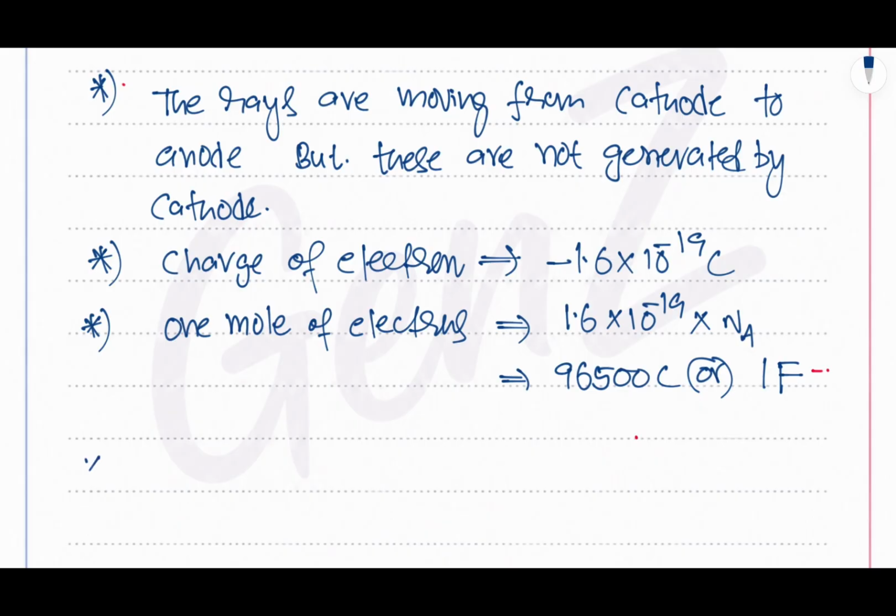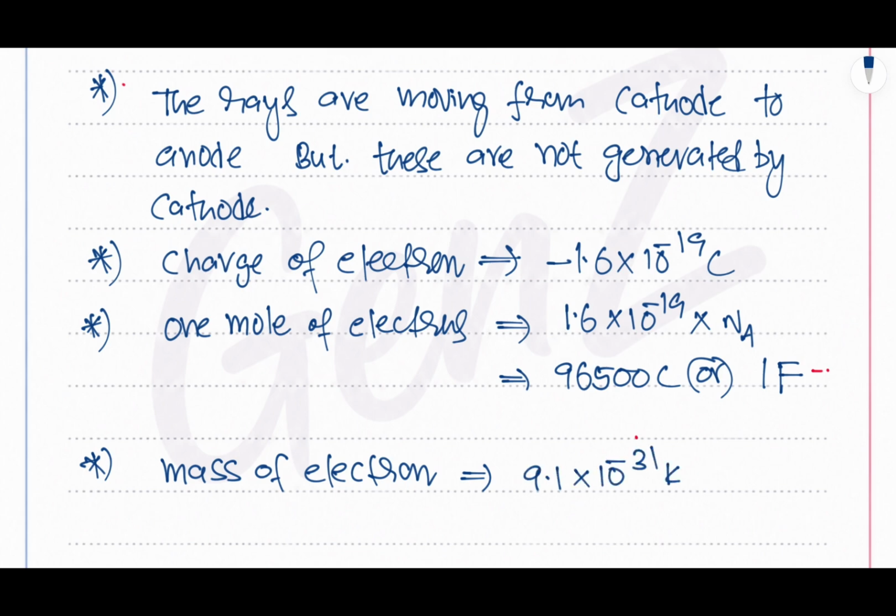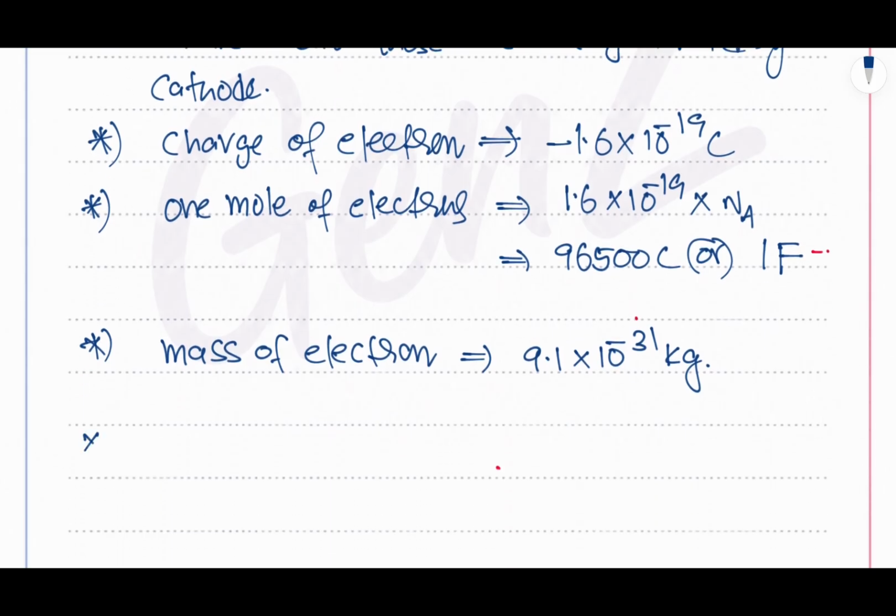If you see the mass of the electron, it is very small. It is 9.1 into 10 power minus 31 kg. Another piece of information about this is the specific charge. What is the meaning of specific charge? Specific charge means the charge to mass ratio of these particles.